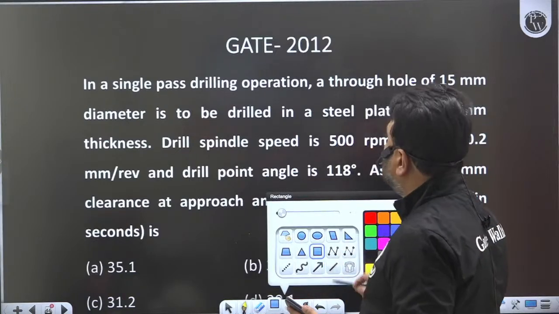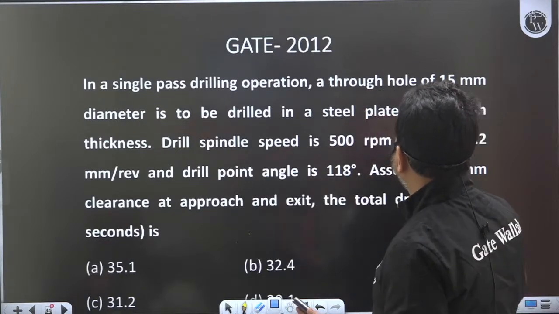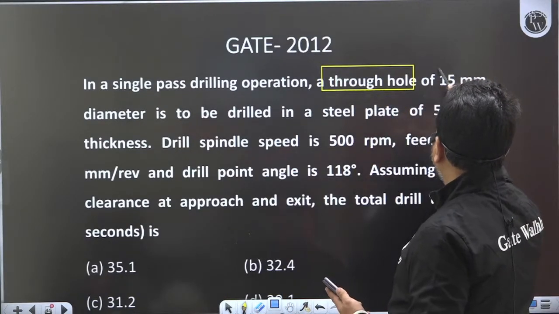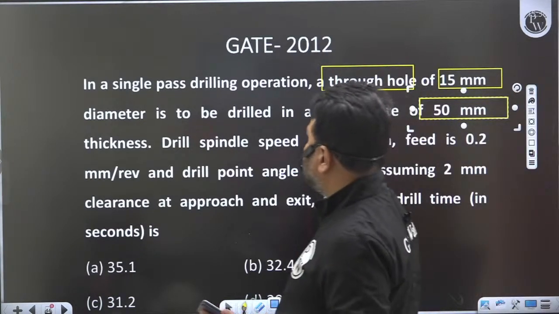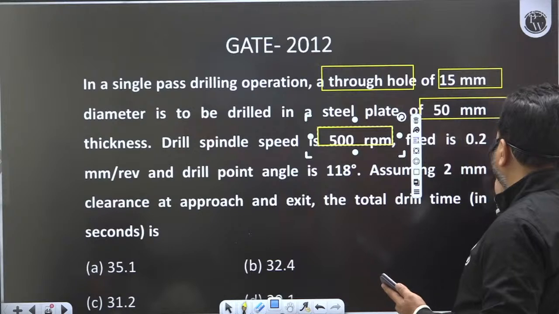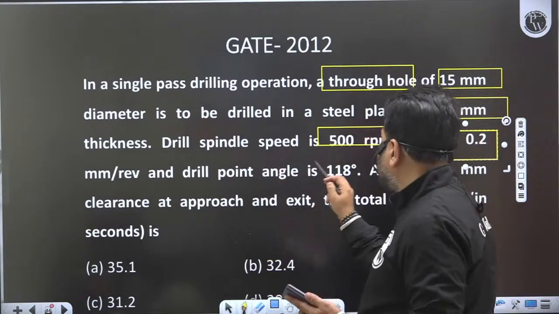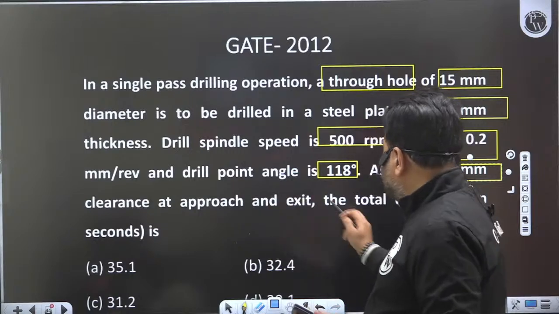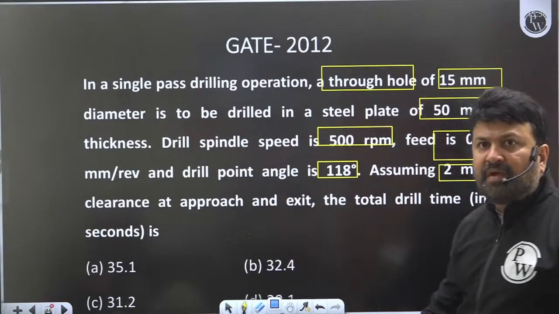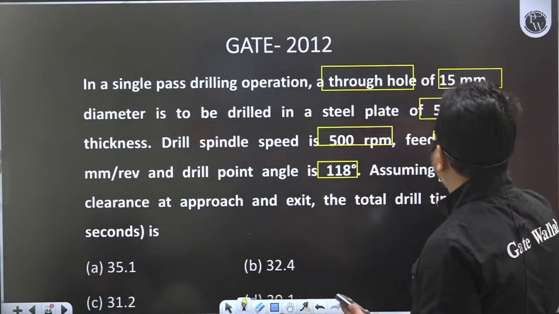Next. In a single drill pass operation, a through hole of 15 mm diameter is to be drilled in a plate of 50 mm thickness. Drill spindle speed is 500 RPM, feed is 0.2 mm per revolution. Drill point angle is 118. Assume 2 mm clearance at approach and exit. We need to find the total drill time.